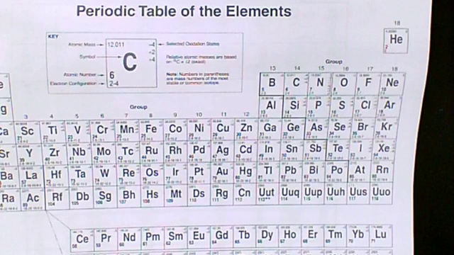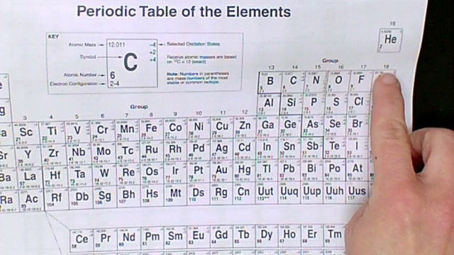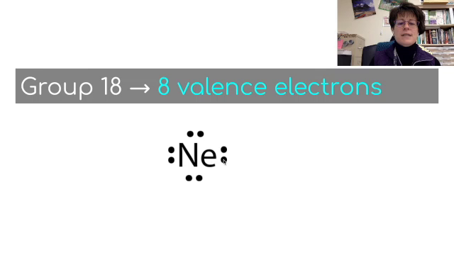And finally, I'll just do this fast here. Group 18, how many valence electrons do you think? If you said 8, you're correct because we just look at that second number. So let's take a look at how we treat that. Group 18, 8 valence electrons. We have neon here, and just 2 electrons on each side for the 8.